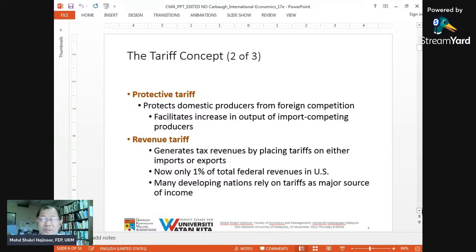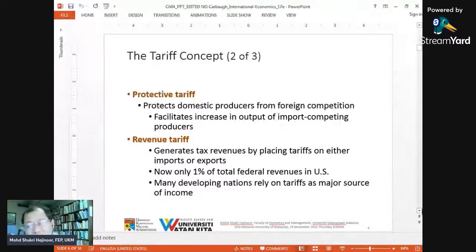So protective tariff protects domestic producers from competition, facilitating increasing the output of import competing producers to produce products locally. Yes, but now it's only 1% of US government revenue. Only 1% from tariff, meaning that the US government or rich or developed countries do not put tariff because of getting income. No, because of protection.